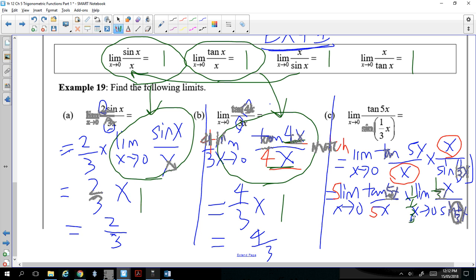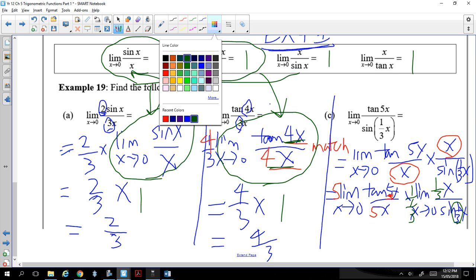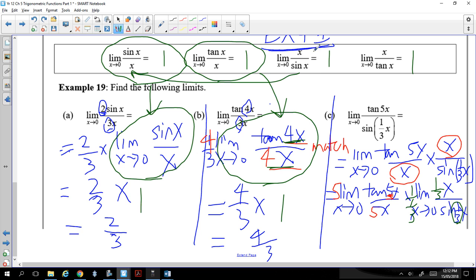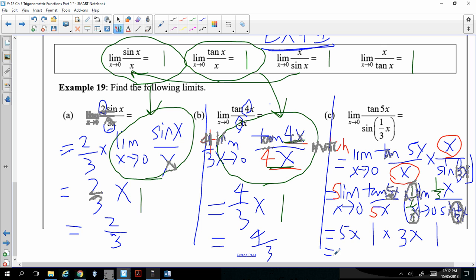Alright, let's work this out. Once you do that, it's going to be 5 multiplied by 1, because once they match, the limit as x approaches 0 becomes 1. And then times by 1 over 1/3. 1 over 1/3 is just 3, right? Times by 1. And then your answer will just be 15. So you need to show this working in the test to get full marks.